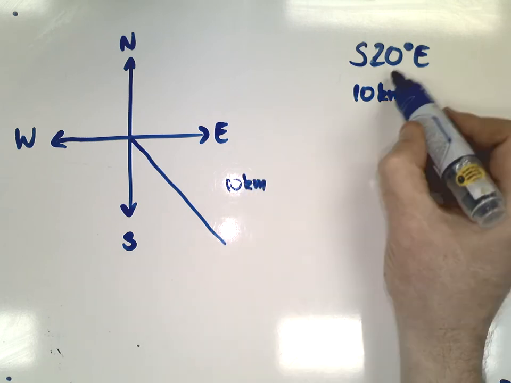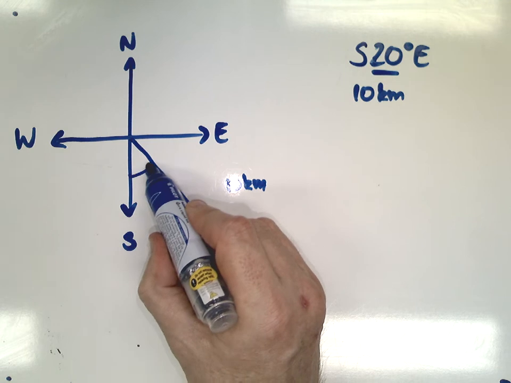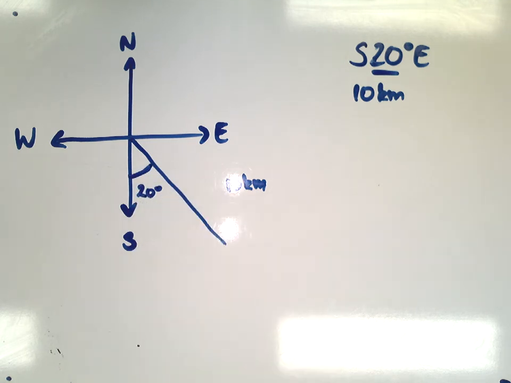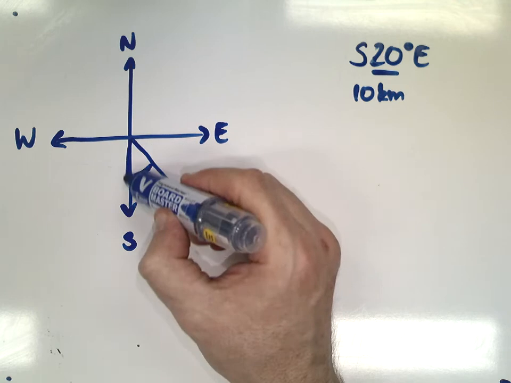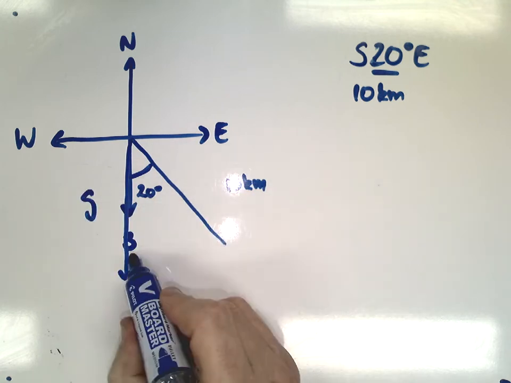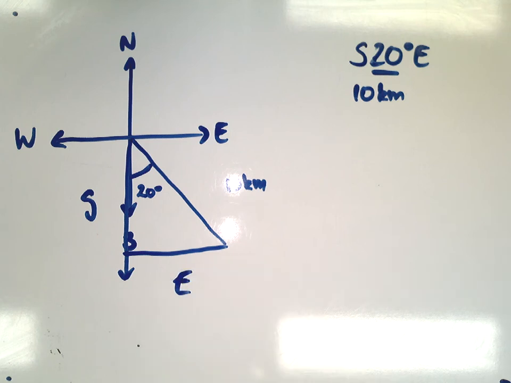So he's gone this way for 10 kilometres. And now we just need to know where this 20 degrees is. Well, from the last video, they were always measured from south, never east. So here is our 20 degrees. Now, I want to know how far south Elliot's gone. I'm going to call this S for south. And I want to know how far east Elliot's gone. So I'm going to call this E for east.